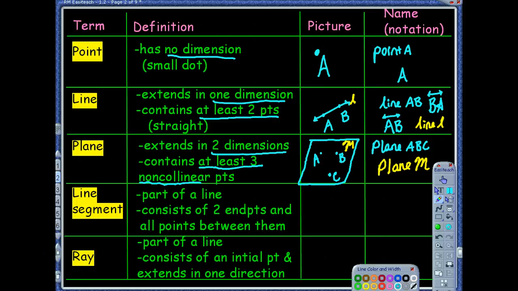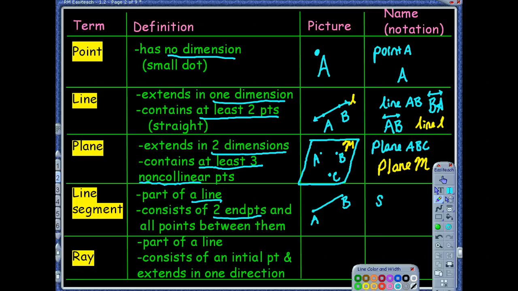Now, line segment. It's part of a line. We've already talked about a line: it extends in 1 dimension and contains at least 2 points. A segment is part of a line, but it has 2 endpoints. So we're not going to draw the arrows to show it goes on forever. We're going to show that it has endpoints. It consists of those 2 endpoints and all of the points between them. So instead of extending my line with arrows, I'm going to leave it as just the segment with 2 letters at the ends to show my endpoints as A and B. It could have other points on there as well, but we just need 2 points to determine that it's a line segment.